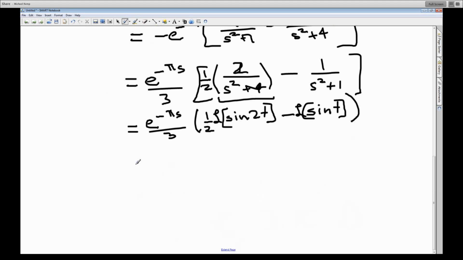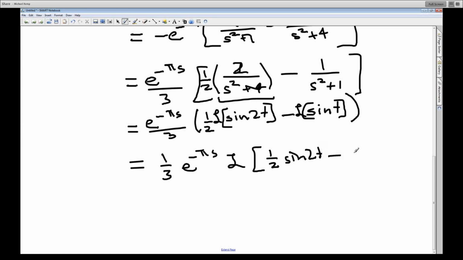Or maybe putting it more clearly. So it's 1/3, just so I know, so it's clear what I'm doing for the next step. The Laplace transform of half sine 2t minus sine t.